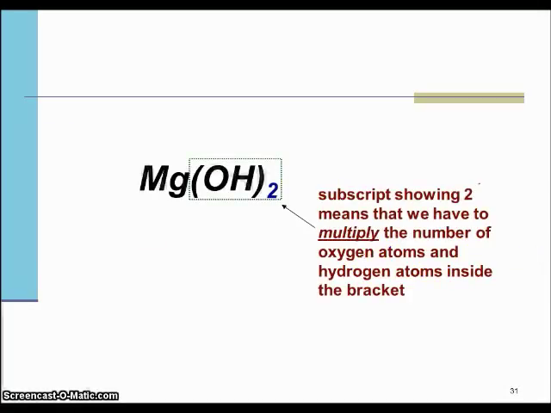Next, we have magnesium hydroxide, Mg(OH)2. Now the subscript 2 means that we have to multiply the number of oxygen atoms and hydrogen atoms inside the bracket. This means that there will be a total of 2 oxygen atoms as well as 2 hydrogen atoms present in your magnesium hydroxide.